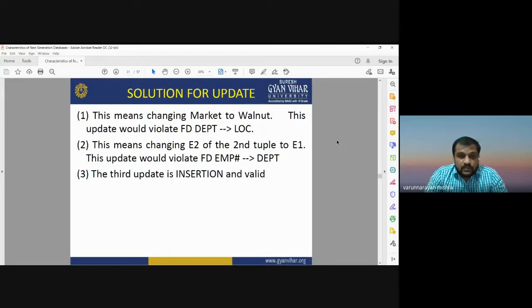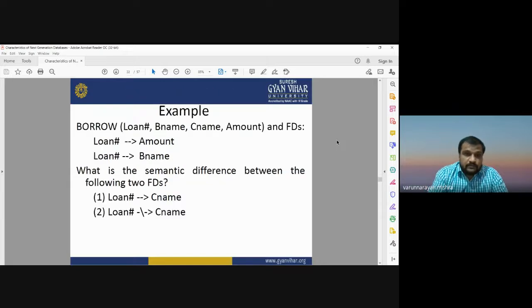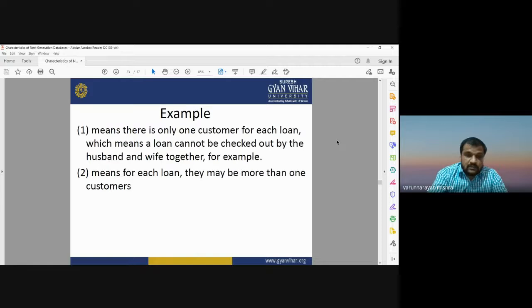The solution for the update option is that changing the market to Walnut violates the functional dependency between the department and the location. And the third update is valid. This is another example of how we can use a relational table and functional dependencies. There is only one customer for each loan, which means a loan cannot be checked out by a husband and wife together, for example. It means for each loan there may be more than one customer.